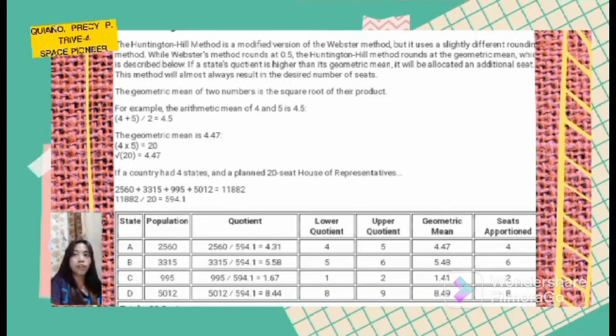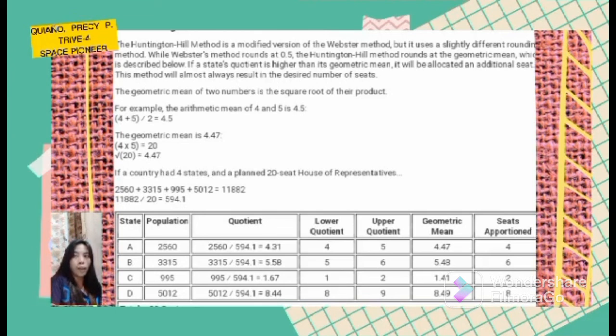The first step is to find the population. We must find the sum of the population, so the answer is 11,882. Divided by the total number of seats, which is 20, the answer is 594.1. To find the quota, we must divide the population by the standard divisor. So 2,560 divided by 594.1, which is the standard divisor, the answer is 4.31. You can do the same for the remaining states.